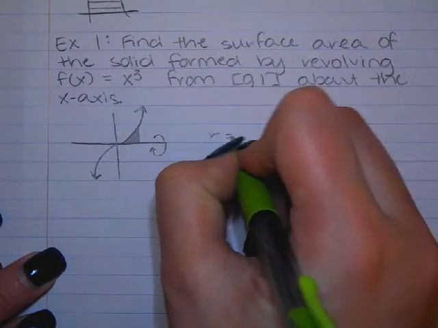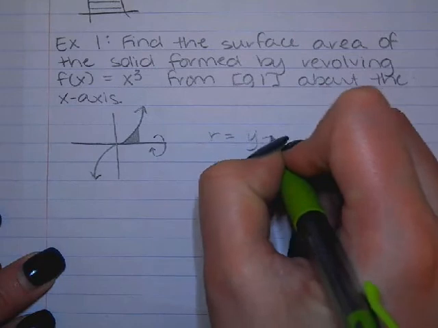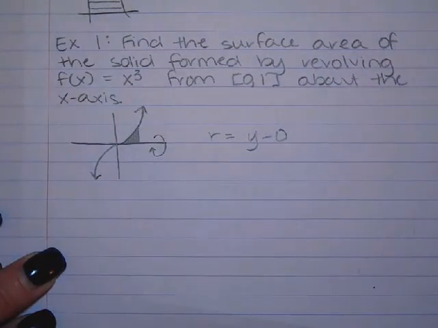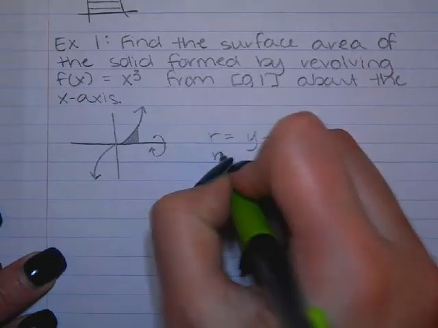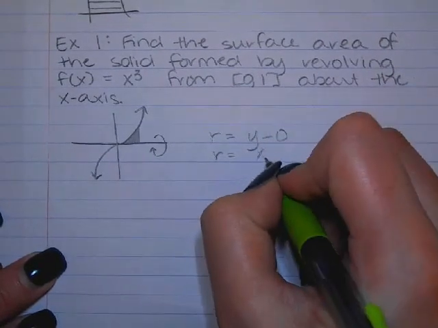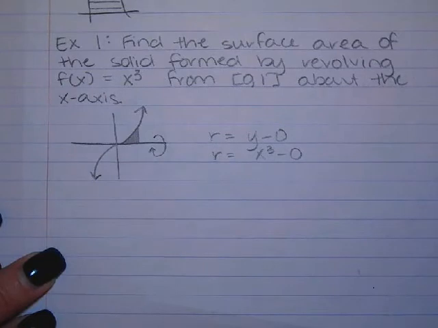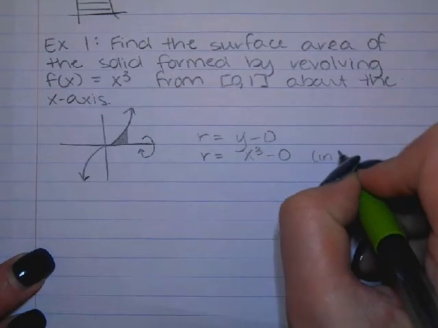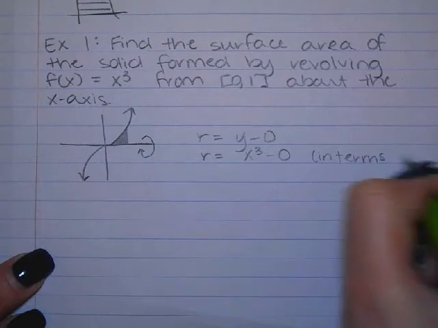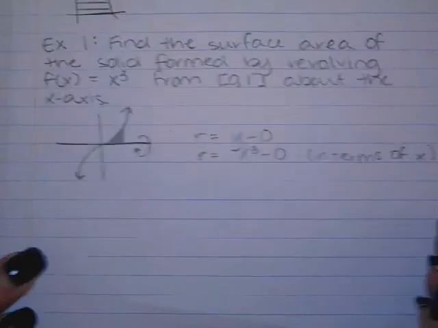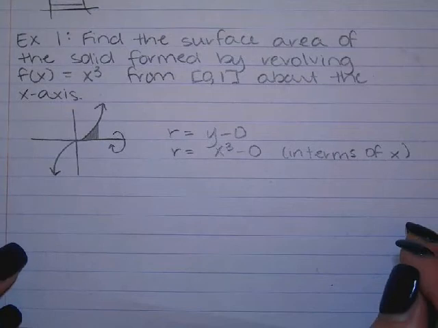So I'm going to say radius is top minus bottom, right? Y minus 0, because it goes right up against the x-axis. So that means that radius is x cubed minus 0, so I'm writing it in terms of x. And you might even write that, since these are your notes. We're just taking it, we're putting it in terms of x.